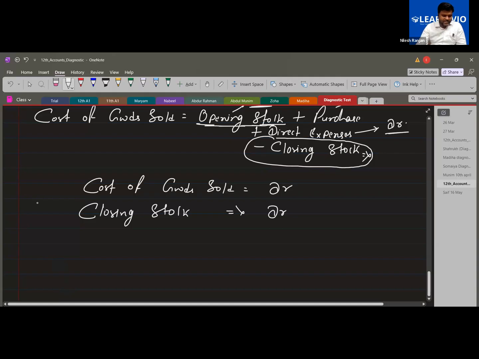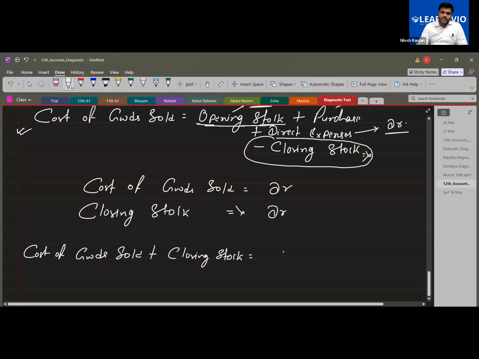I'm not asking that. Your answer is correct, but I'm not asking what you're saying. I'm saying that you have seen this formula: cost of goods sold equals opening stock plus purchase plus direct expenses minus closing stock. So as per the mathematics concept, if we change the side of one item, which is either positive or negative, then that item's sign changes. Yes. So if we bring closing stock to the debit side, then it will be cost of goods sold plus closing stock.